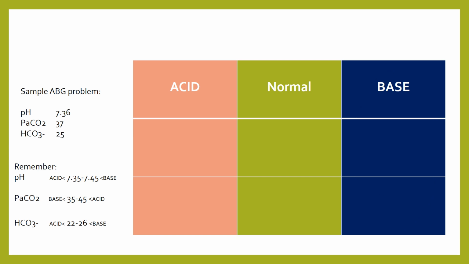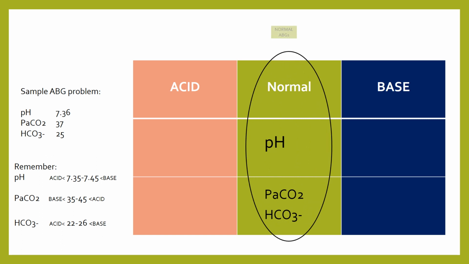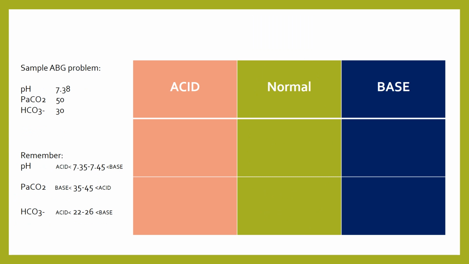Okay. Now we have a pH of 7.36. Well, that's a normal pH. We have a PaCO2 that's within normal ranges, and we have a bicarb that's within normal ranges. So, lo and behold, we have normal ABGs. Once in a while you have to have a normal, right? Okay. Now, we have a pH of 7.38. That's normal. We have a PaCO2 that's high, so that's an acid. And we have a bicarb that's high, so that's a base.